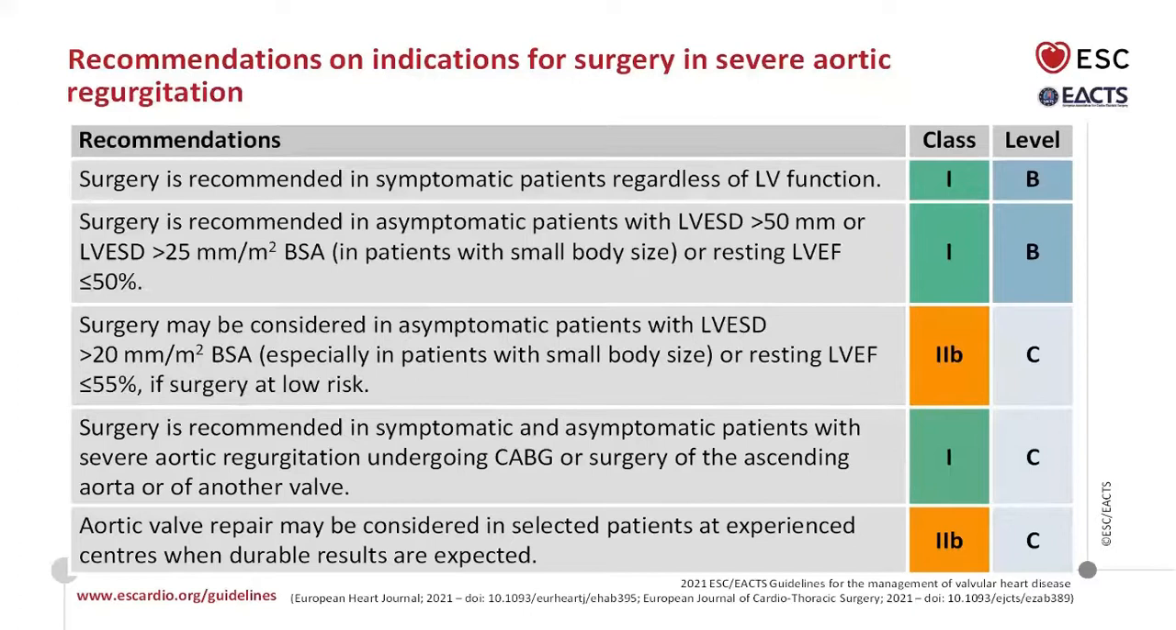Now, the indications for surgery in severe aortic regurgitation. So when will we do surgery in aortic regurgitation? In any symptomatic patient, regardless of LV function, we will do the surgery, that is a class 1 indication. So symptomatic severe aortic regurgitation, we will do the surgery. But in an asymptomatic patient, if the left ventricular end-systolic diameter is greater than 50 millimeters, or left ventricular end-systolic diameter greater than 25 millimeters per meter square body surface area, or resting left ventricular ejection fraction below 50%, then in aortic regurgitation we will do the surgery in the asymptomatic patient. And if any patient has coronary artery disease and needs coronary artery bypass graft, then we will do the surgery. That is also a class 1 indication.